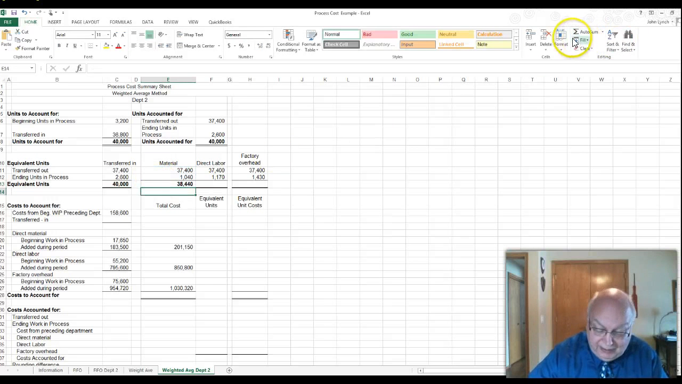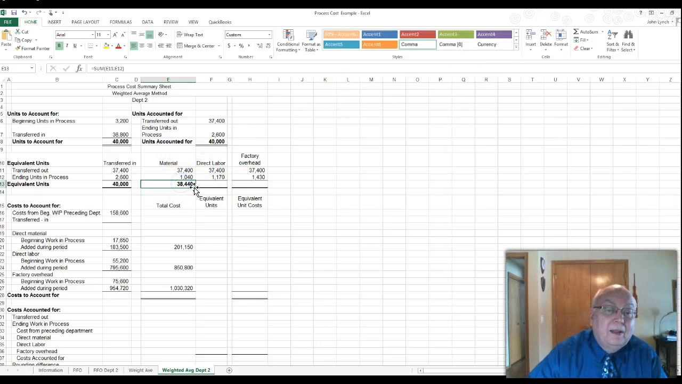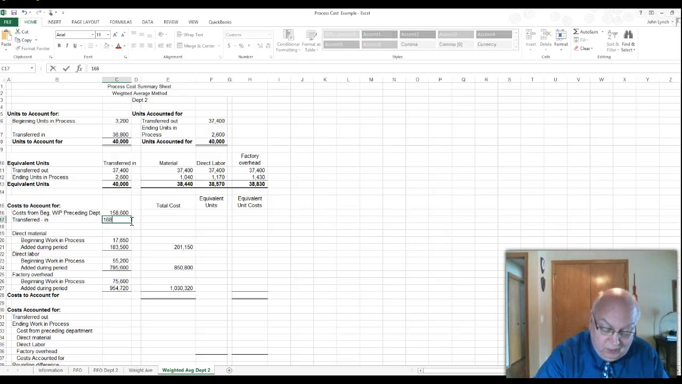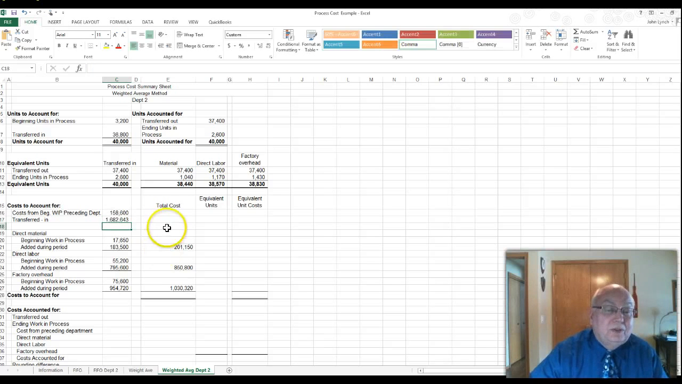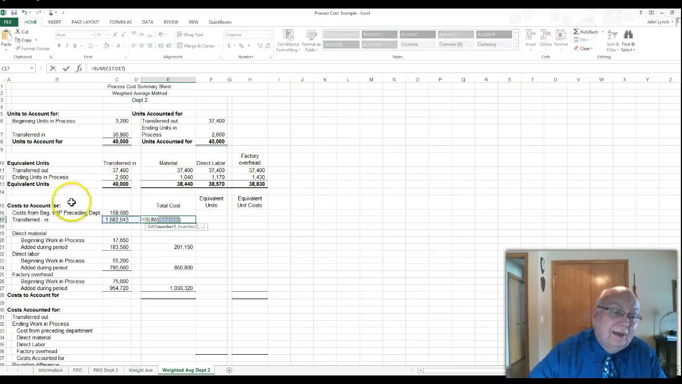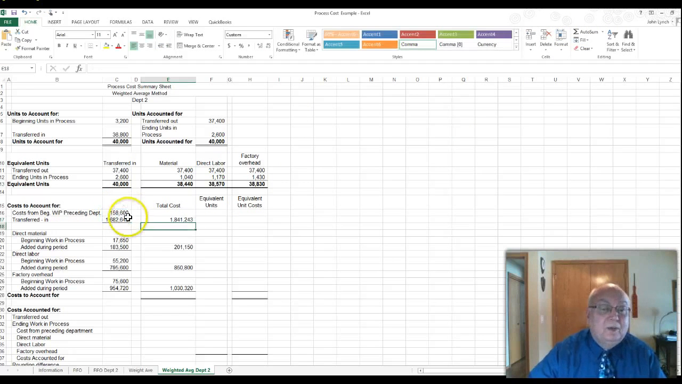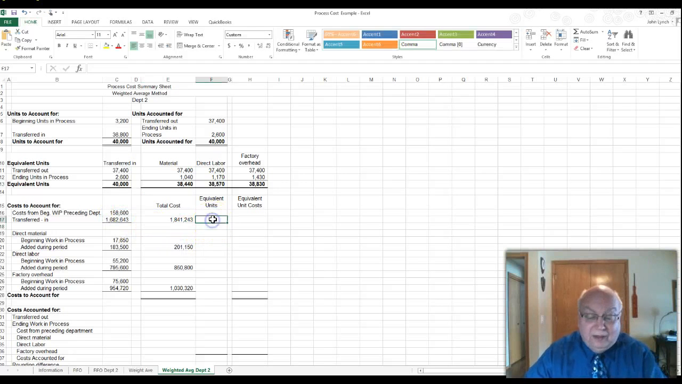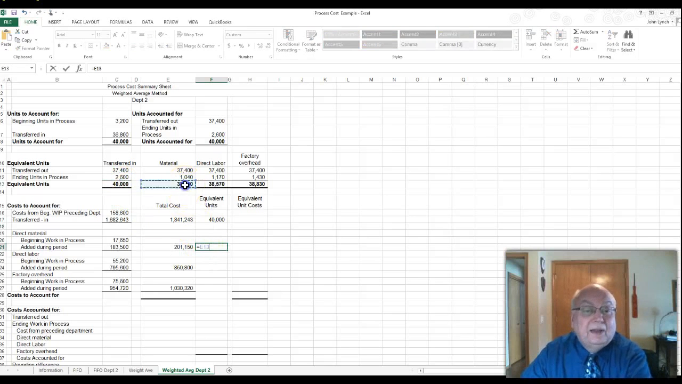Auto sum is 38,840 and 38,830 and 38,570. Okay, so that's okay. Now this one I left blank because everything else was given to you. This one comes from the weighted average transferred out. So what you should have had, you go back to Department 1 and you look at it and you'll find that one. And let's try that again. Gotta add those two together to get the totals. Okay. Now the equivalent units again is what we calculated up here. So that's 40,000. And that's 38,440.